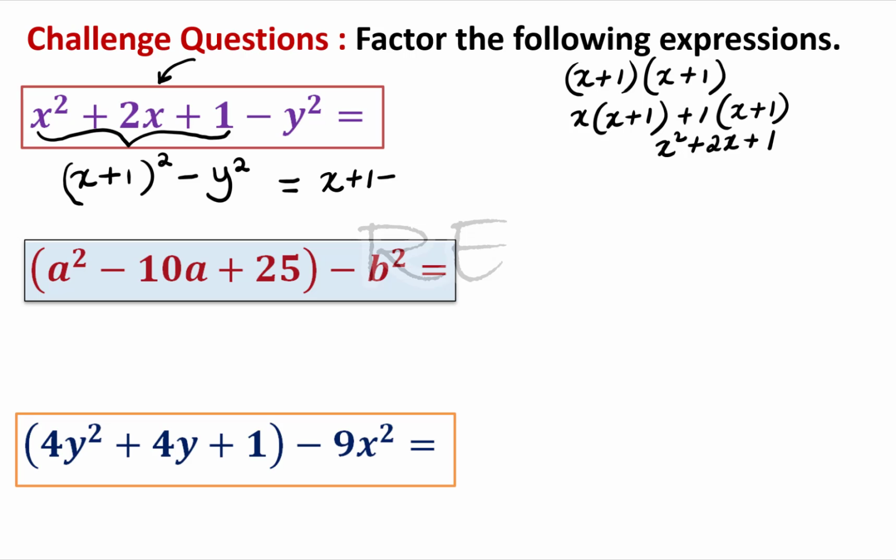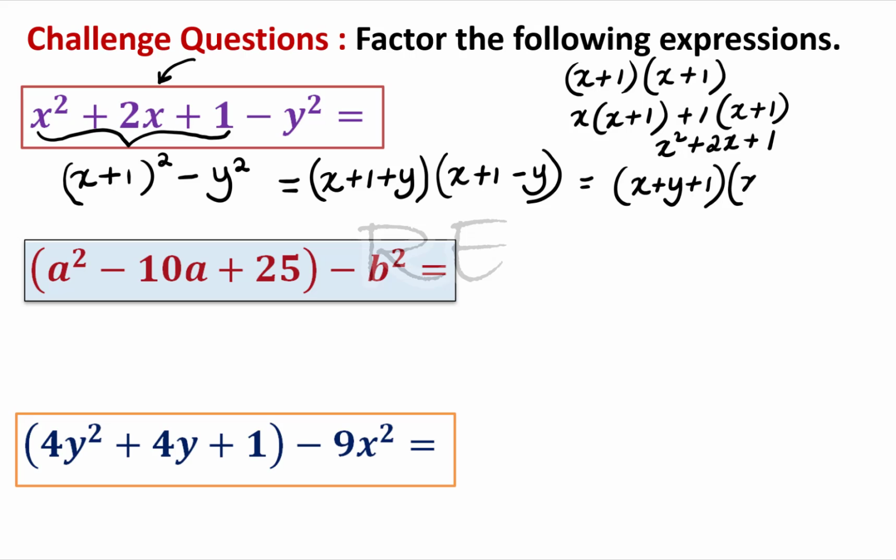X squared plus 2x plus 1. Now, difference of two squares will be factored as x plus 1 plus y times x plus 1 minus y. Rearranging the first term, we obtain x plus y plus 1, and the second term, x minus y plus 1.